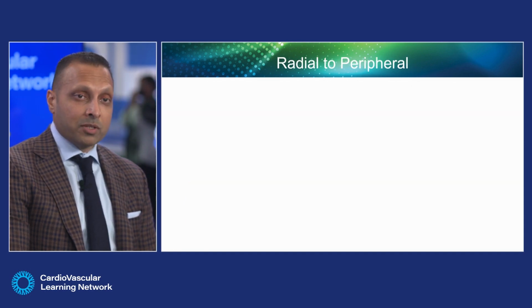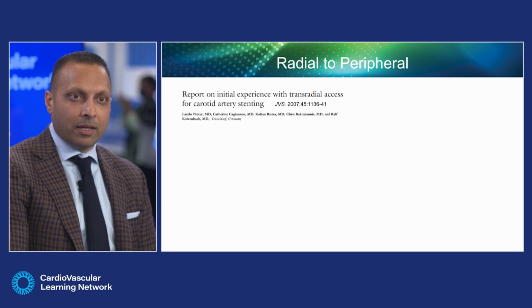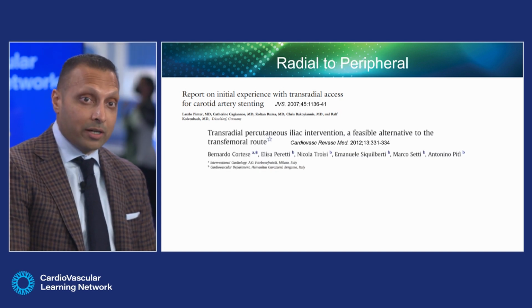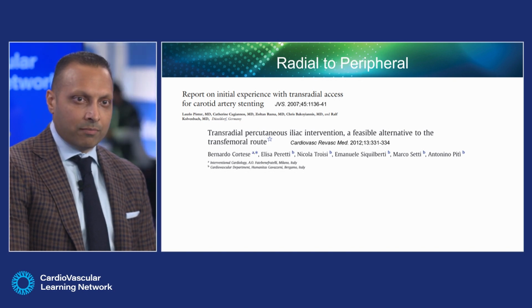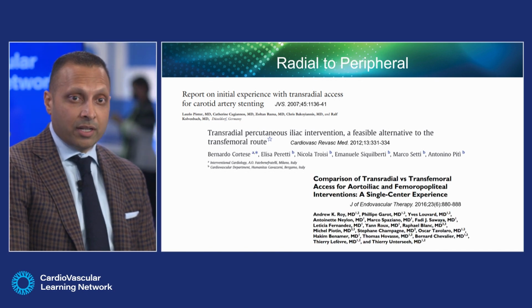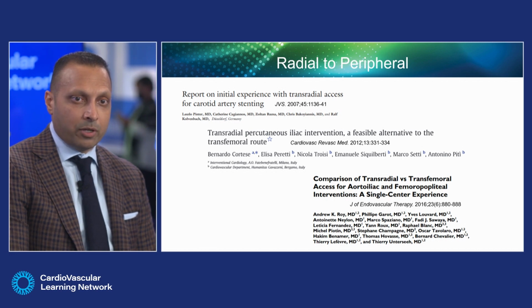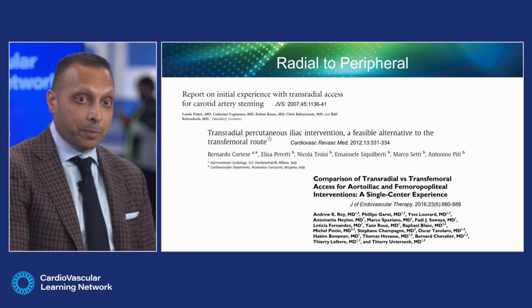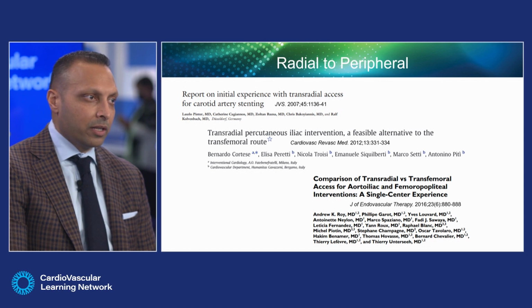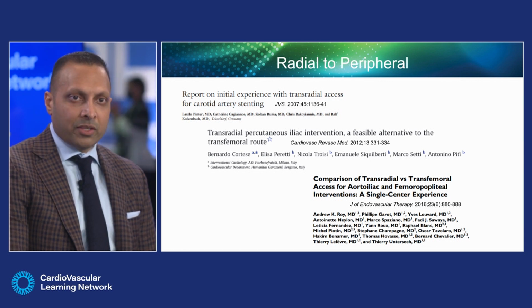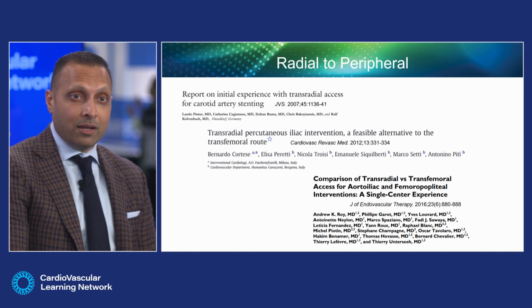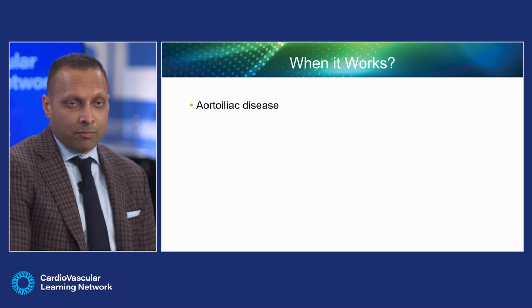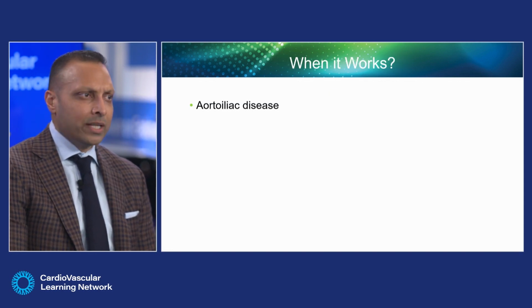So this comes to bear the radial to peripheral environment, and as we've seen, reports on radial to coronary artery stenting or carotid artery stenting, radial to iliac interventions, and then ultimately transradial versus transfemoral for iliac and femoral popliteal interventions have now been reported in the literature in the last 5 years. And this is where the burgeoning growth in this particular access and the devices that need for success are presented here. So when does it work?